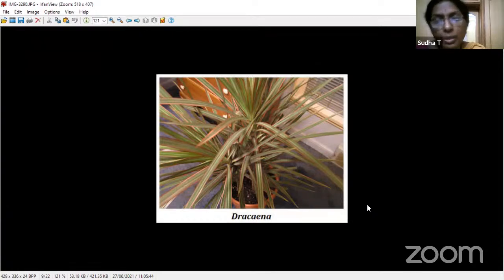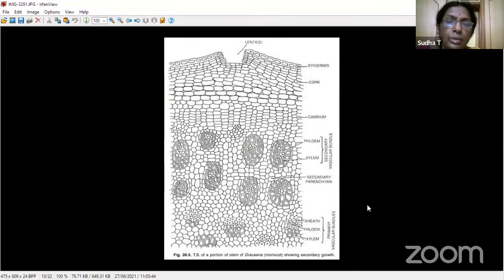Again, this is very important material for your theory as well as practicals. If you practice the diagram very well, either Boerhaavia or Dracaena, one of the two you are going to get if they ask about anomalous secondary growth. That's why I just want to show this. So this is how the vascular bundle arrangement in the case of Dracaena is seen.